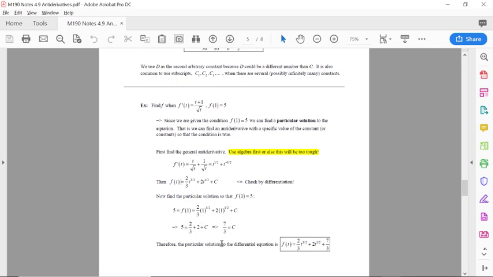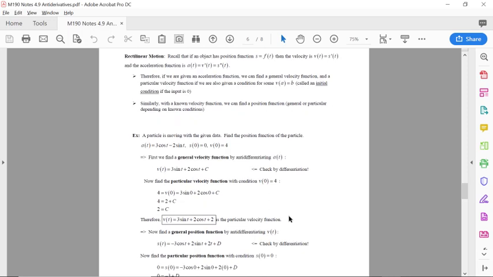So the particular solution for this exercise is that f of t would be 2/3 t to the 3/2 plus 2t to the 1/2 plus 7/3. You can verify it's the actual solution: notice the derivative of this would give us back the original derivative function t plus 1 over root t. And again, f of 1 is indeed equal to 5, so it satisfies that given condition.